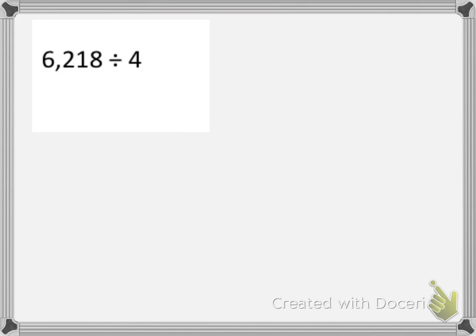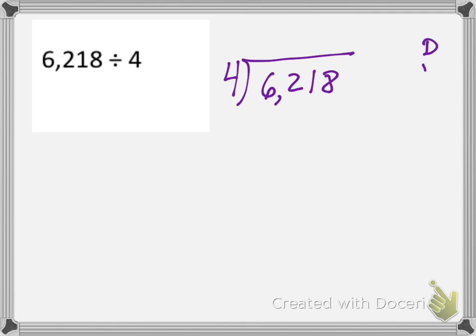All right, our last problem for this evening. Let's go set it up in the math house here. 4 on the outside, 6,218, this is a big one. Divide, multiply, subtract, bring down, and remainder. After we bring down, let's go back to division.